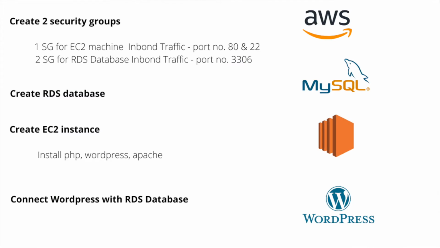The first thing we are going to do is create two security groups. One security group I am going to create for the EC2 machine, and the other security group for the RDS database. After that I am going to create the RDS database. Once we have the RDS database up and running, the third step is to launch an EC2 machine, and on that EC2 machine we are going to install PHP, Apache, MySQL, WordPress, all those things. So we will go step by step in order to install all those things.